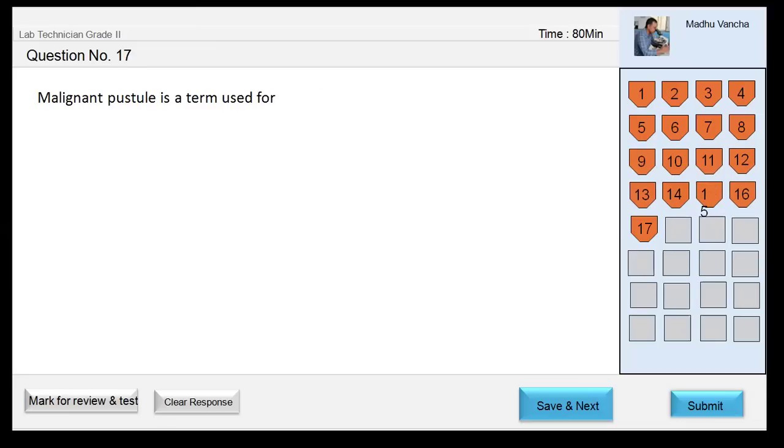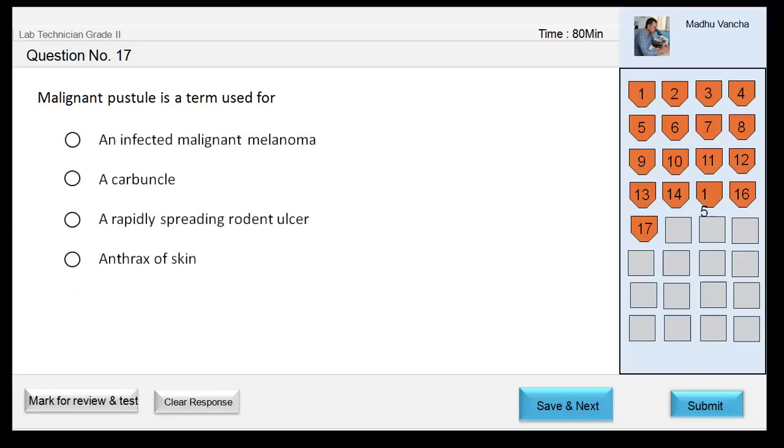Next question, malignant pustule is a term used for option A, an infected malignant melanoma. Option B, a carbuncle. Option C, rapidly spreading rodent ulcer. Option D, anthrax of the skin. Here the right answer is option D, anthrax of the skin. So malignant pustule is anthrax of the skin. So in the malignant pustule, we can see the central necrotic lesion. It is surrounded by several satellite lesions, which have the characteristic black smear. So it is called a malignant pustule.